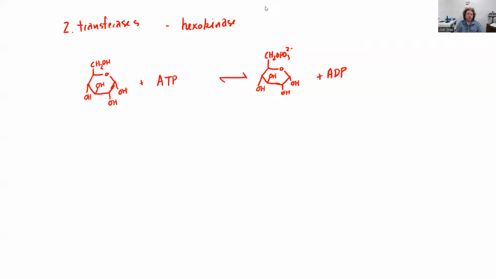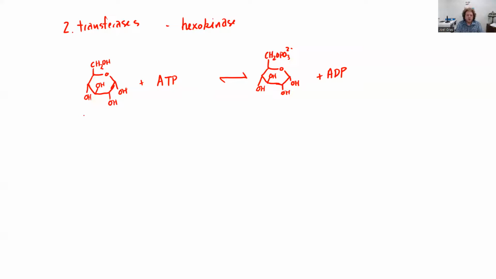Next up, we've got our transferases. So these transferases, remember what we're doing is we're transferring a portion of a molecule onto another molecule. So transferases are the types of molecules that you're maybe a little bit more familiar with as soon as you start talking about a pathway like glycolysis.